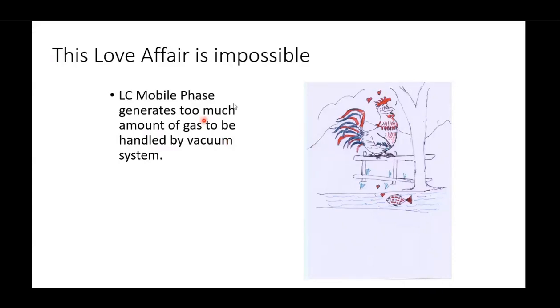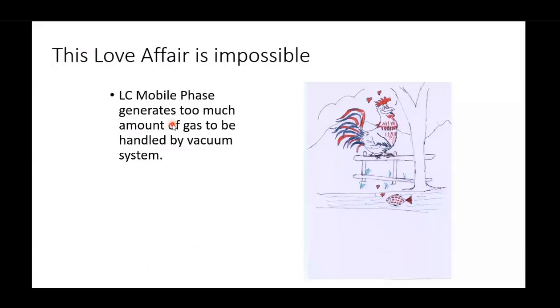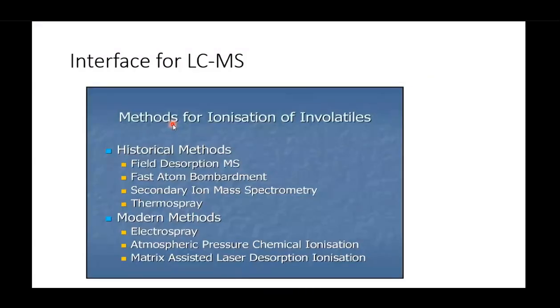Plus, the compounds which are to be vaporized get decomposed at high temperature. So to make them into vapor phase is difficult. It was felt that it was impossible to have an LCMS, but then the old techniques slowly became obsolete and new techniques evolved, like electrospray, atmospheric pressure chemical ionization, etc.